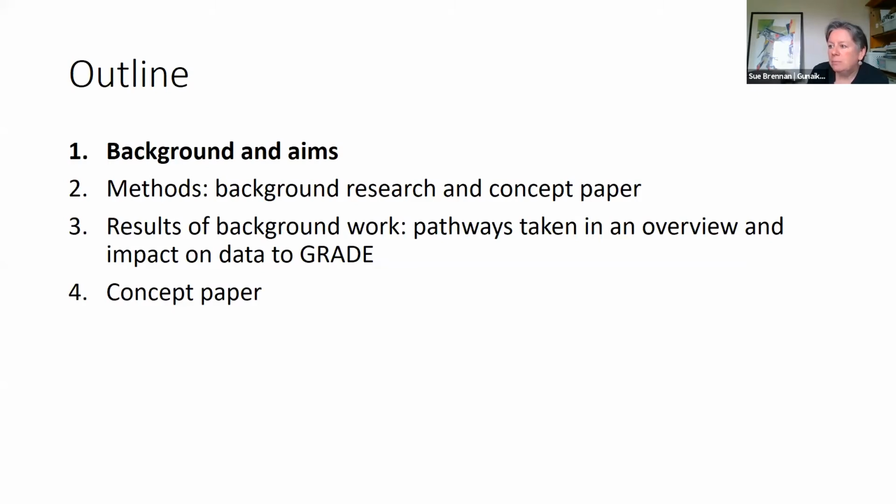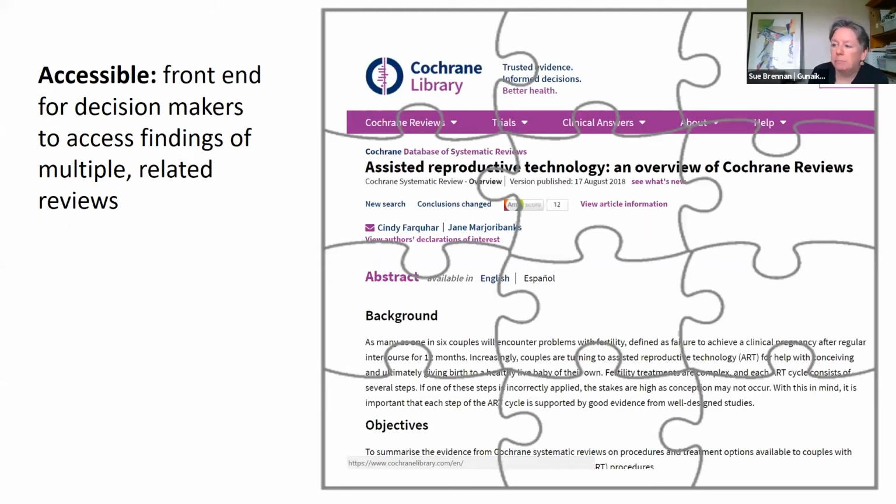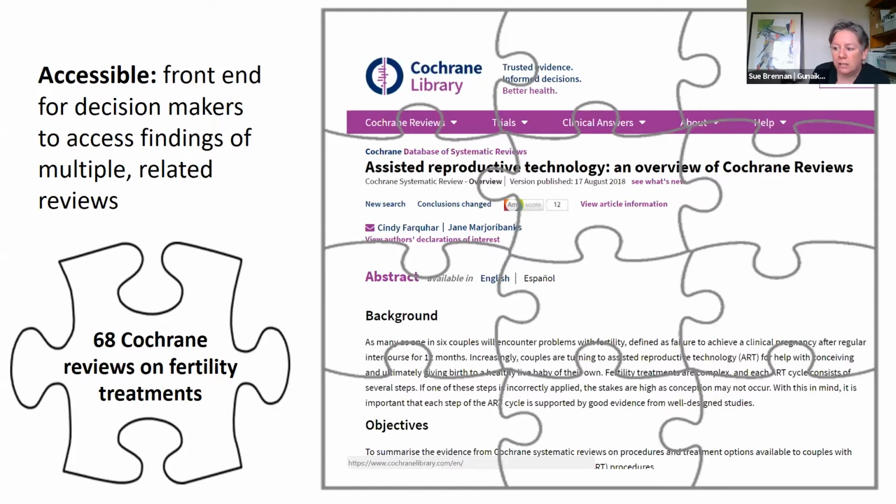So thinking about Cochrane's work in overviews, really this began by trying to provide an accessible front end for decision makers to access findings of multiple related reviews. And this is exemplified by this review of assisted reproductive technology, in which the overview authors brought together the findings from 68 Cochrane reviews on fertility treatments.